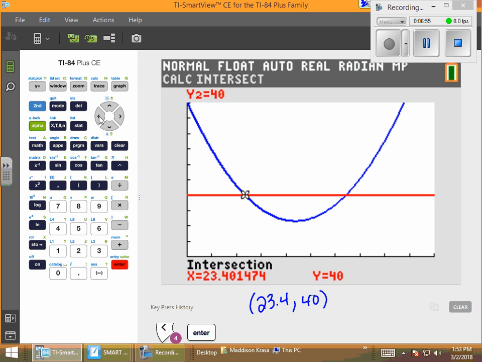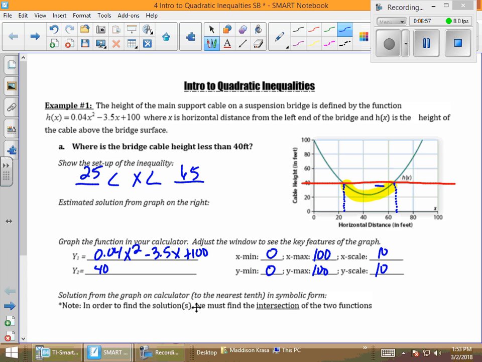So go ahead and go back to your notes here. Okay, and our actual number was 23.4. We originally guessed 25, but it is 23.4. Questions on finding the intersection? Okay, let's do it on the second one.